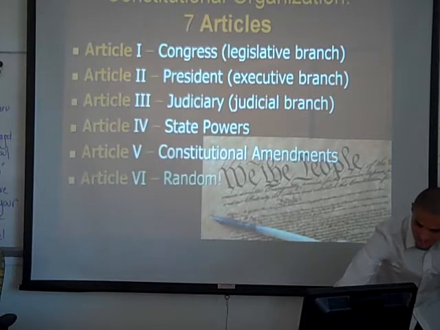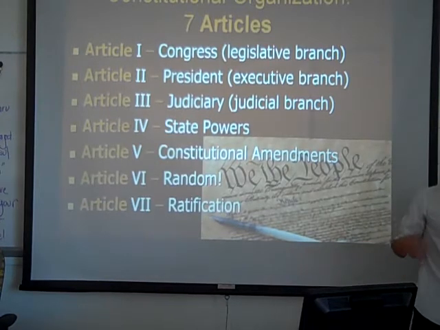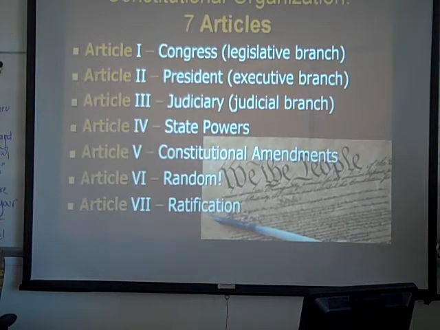Article 4 talks about state powers. Article 5 tells you how to amend the Constitution. Article 6 is kind of a random assortment of stuff. There's a lot of important stuff in Article 6, but you don't need to memorize the details of it. And Article 7 talks about how the ratification process happened back in 1787, 88, 89, how the Constitution was ratified by the states.